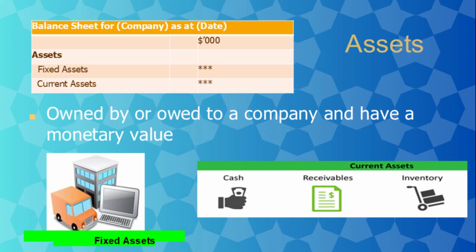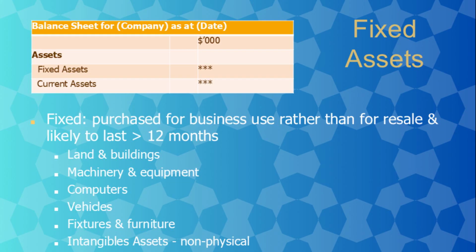Assets are resources owned by or owed to a company that have monetary value. They are categorized into fixed assets and current assets, each serving different purposes in the business. Fixed assets are long-term resources purchased for business use, not for resale, and are expected to last more than 12 months. Examples include land, buildings, machinery, and vehicles.